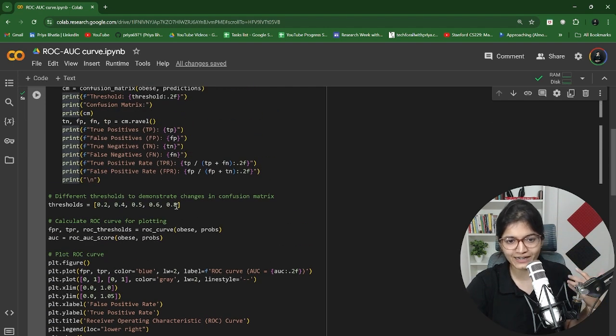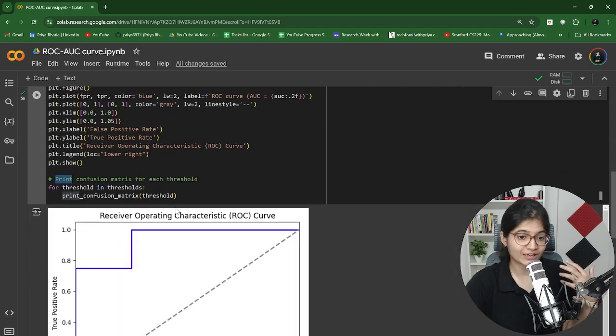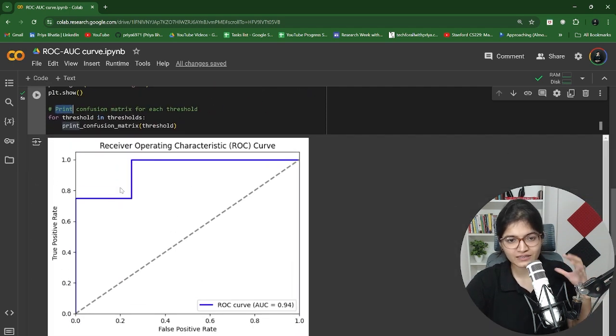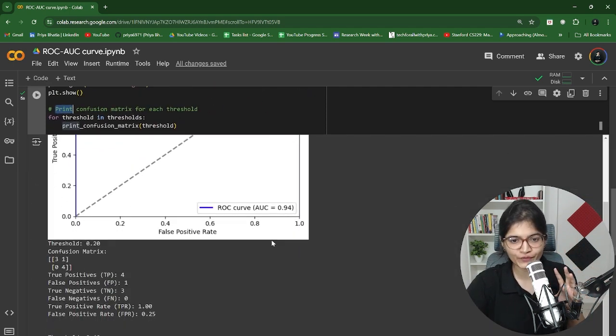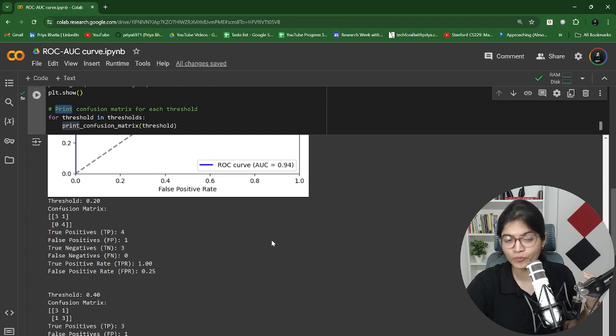If you want, I'll share the code file with you. You can increase this threshold value, check what values of TPR and FPR we get and how they change. You can evaluate that. So this is the complete curve we are getting. The value of AUC we're getting is 0.94, which means 94%.